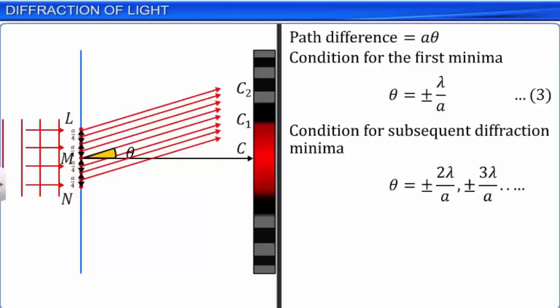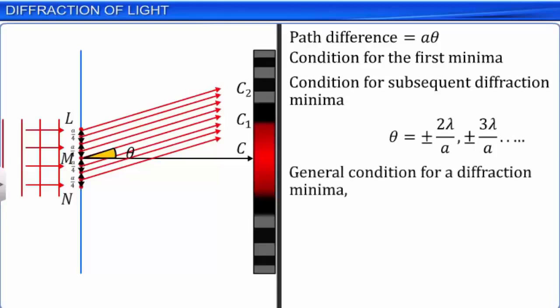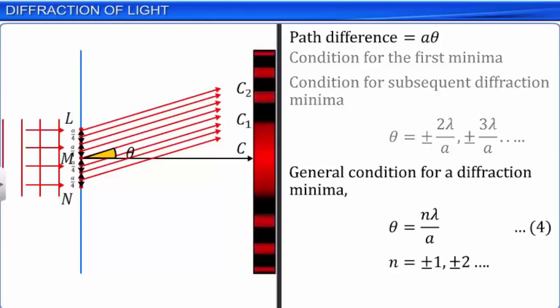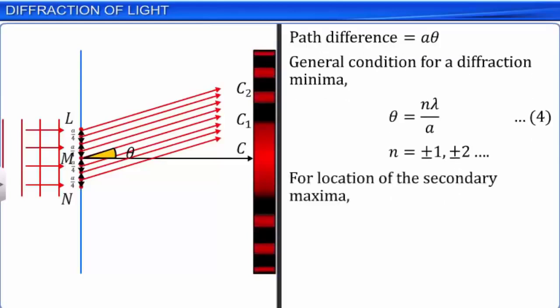So, the general condition for a diffraction minima can be written as theta is equal to n lambda by A, where n is an integer. Let this be equation 4. In between two successive minima, we will have secondary maxima. We can find the location of the secondary maxima for values of theta approximately equal to n plus half into lambda by A. Let this be equation 5.